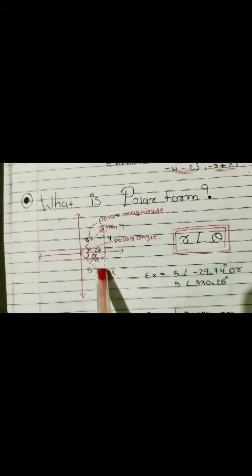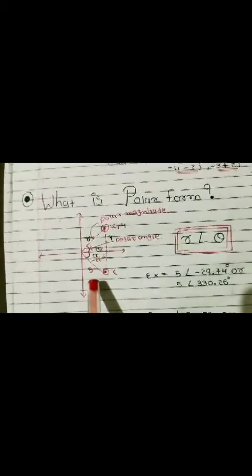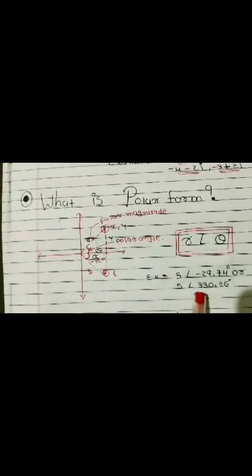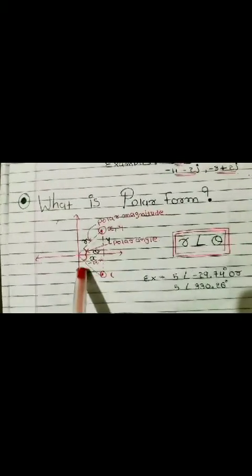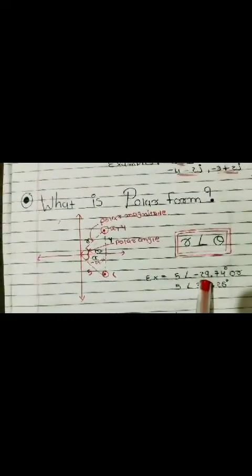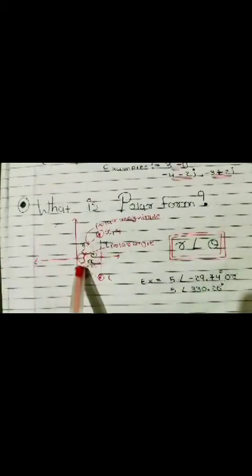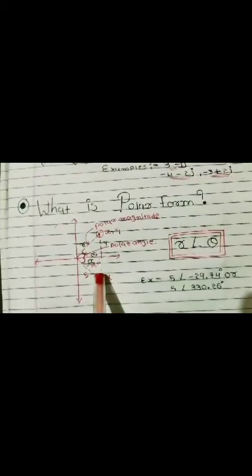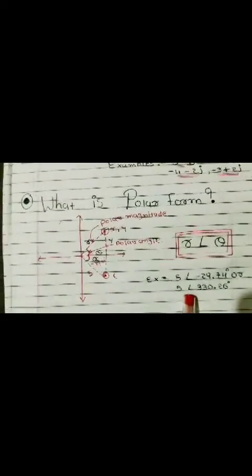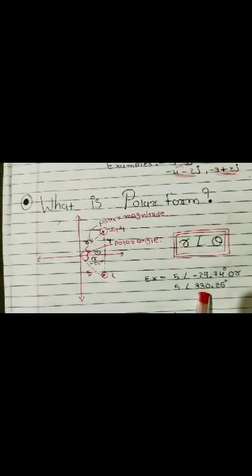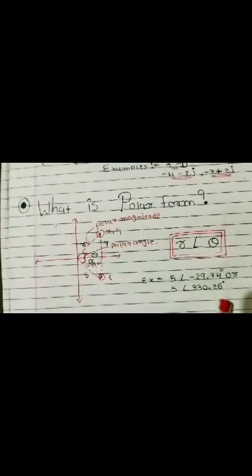Here is one example. If we have a polar magnitude of 5 and the angle between the x axis and the polar magnitude is -29.74, we can write it like this: 5 angle minus 29.74 degrees, or we can write this angle as 360 minus 29.74. So we can write it as 5 angle 330.26 degrees.